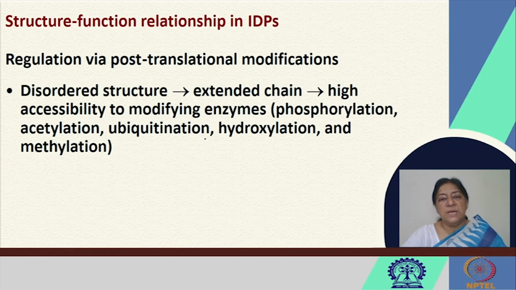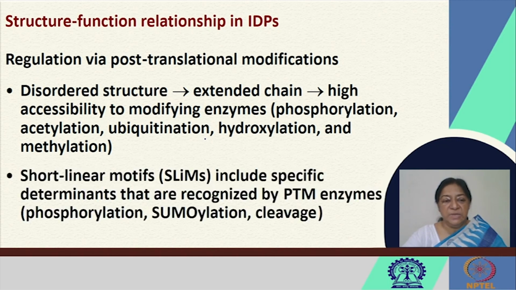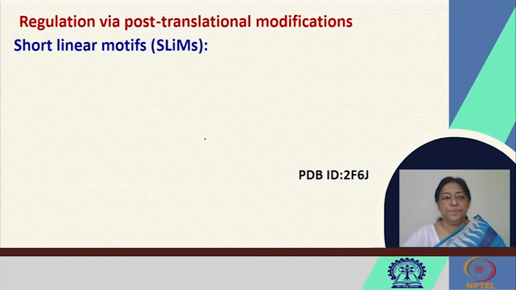So whether these enzymes are involved in phosphorylation, acetylation, ubiquitination, hydroxylation, or even methylation, there is high accessibility possible due to the extended chain conformation of these specific IDPs. The short linear motifs in this case have specific determinants that are recognized by the PTM enzymes, resulting in the specific modifications that occur.